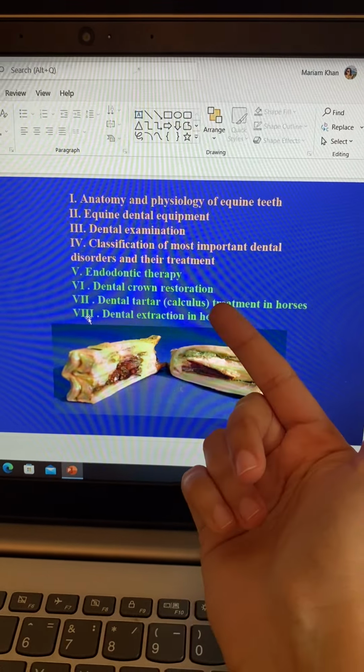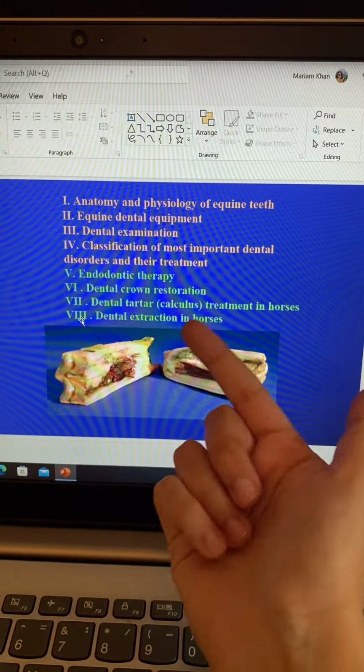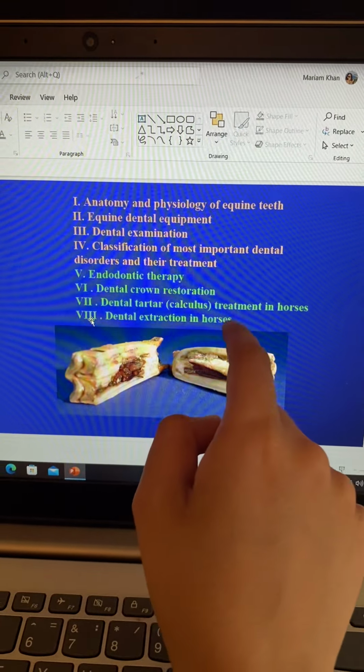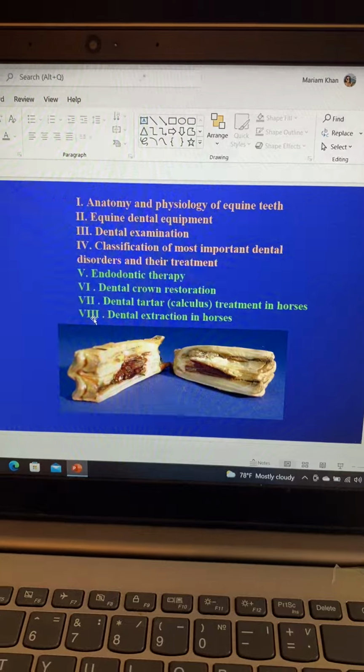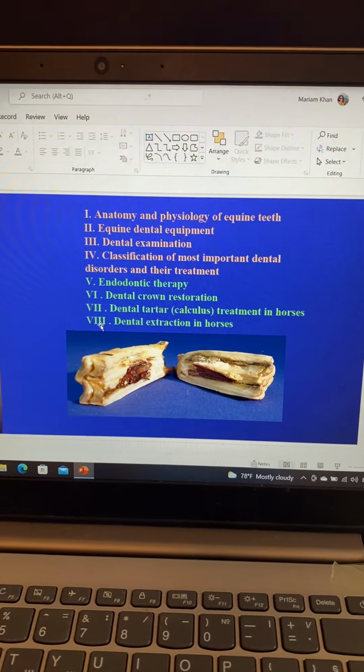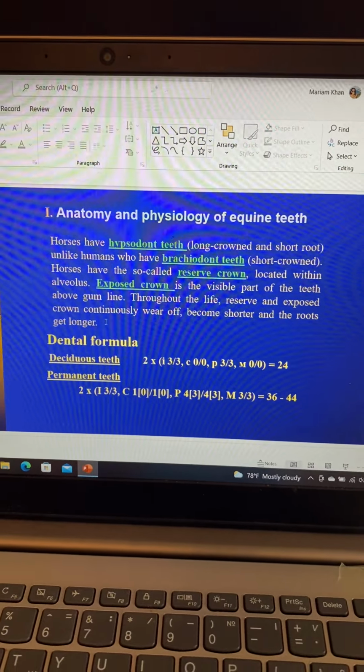So like dental crown restoration. Oh no, sorry, this is the next kind of treatment: dental crown restoration, calculus treatment, and dental extraction in horses. Obviously, these aren't the same as small animals, so I don't think descaling is really something normal here.